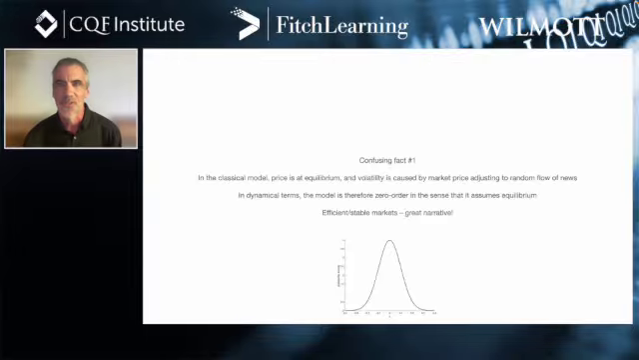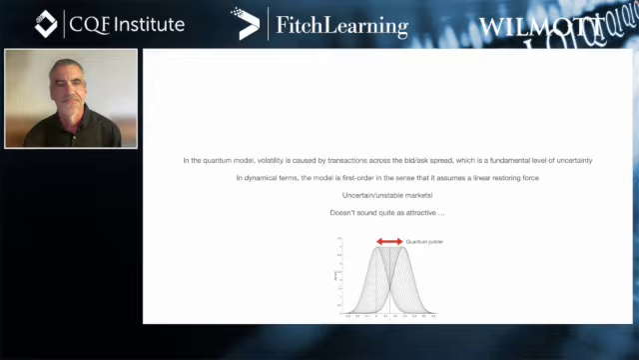There are a couple of things which are confusing about this. One is that in the classical model, prices are at equilibrium, and volatility is caused by market price adjusting to a random flow of news. So in dynamical terms, the model is basically zero order in the sense that it assumes equilibrium. This ties into the whole story about efficient and stable markets, which is a great narrative. In the quantum model, on the other hand, volatility is caused by transactions across the bid-ask spread, which again is a fundamental level of uncertainty. Also, in dynamical terms, the model is first order in the sense that it assumes a linear restoring force. So now you have this picture of uncertain and unstable markets, which might not sound quite as attractive.